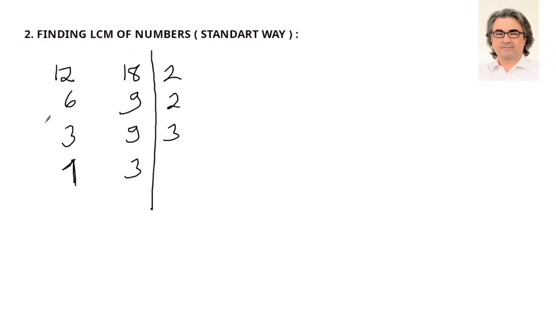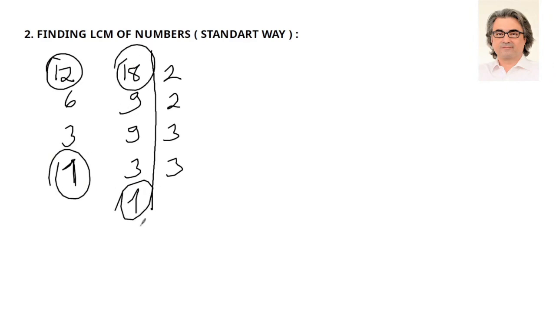If you get 1 by dividing with prime numbers, it means the operation has just finished. Now what about 3? If you divide 3 with 3 again, because it's divisible with 3, then you will get again 1. So for 18, the operation has just finished also. After getting 1 at the end for both numbers, 12 and 18, our operation is finished.